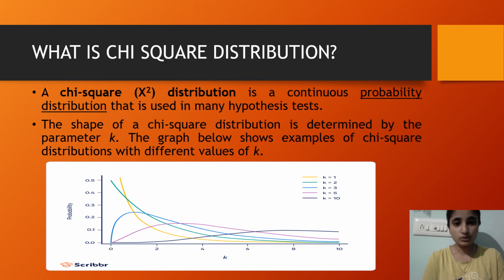So what is chi-square distribution? A chi-square distribution is a continuous probability distribution that is used in many hypothesis tests. The shape of a chi-square distribution is determined by the parameter k. The graph below shows examples of the chi-square distributions with different values of the k.